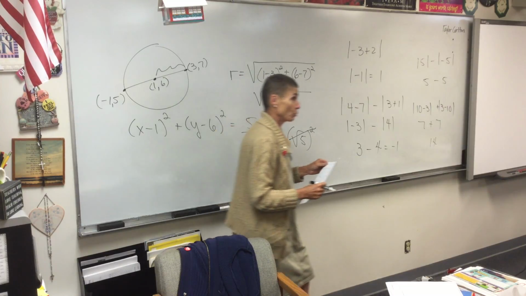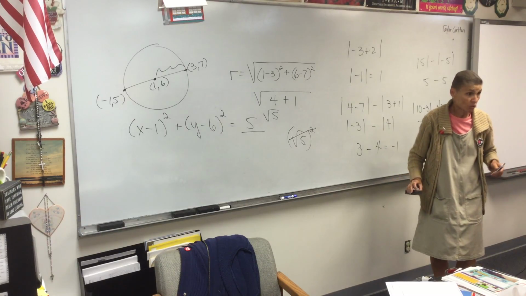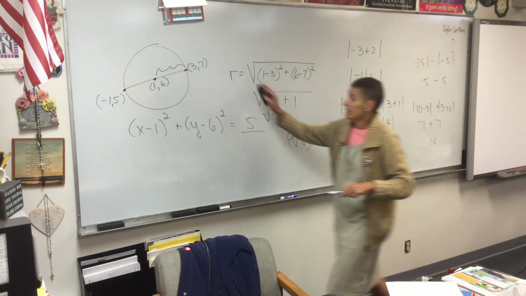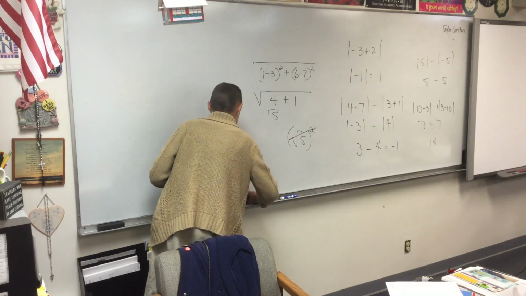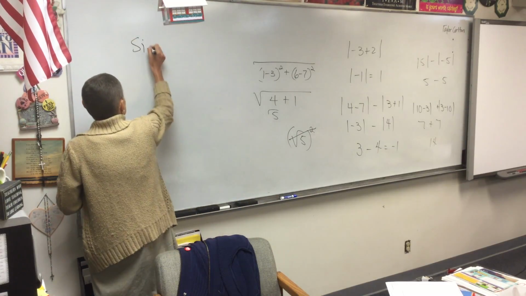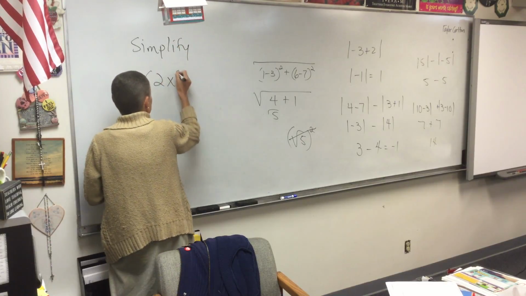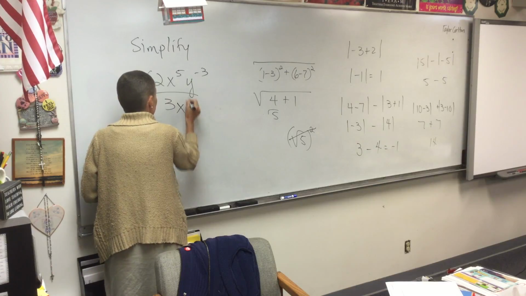Now, let's quickly do, we have 11 till 5? All right, let me quickly give you a couple of examples of potential quiz questions. Tomorrow we are having a quiz, okay? And the quiz will have a question on it that says something like this. Simplify. 2x to the 5th, y to the negative 3rd over 3x to the 10th.